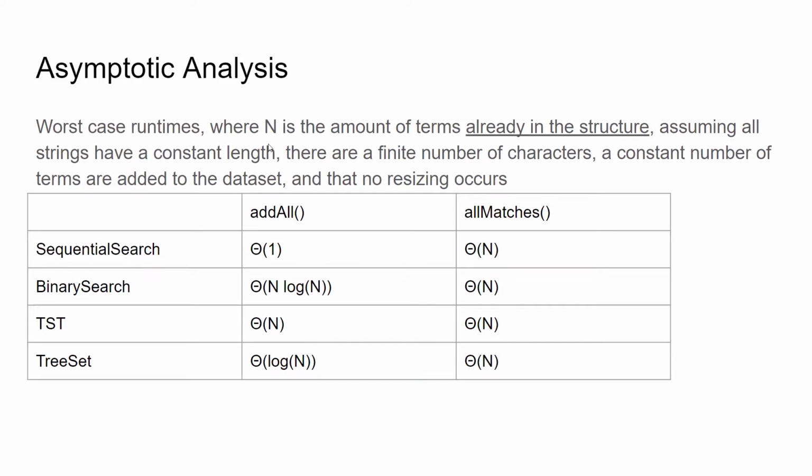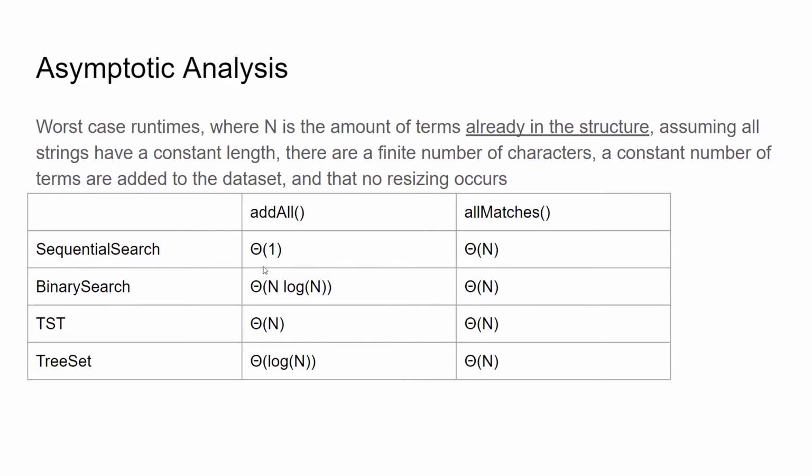Yeah, and we should be clear here that we are assuming that a constant number of terms is added to the data set. So since the sequential search would be theta with respect to how many terms we're adding, and since how many terms we're adding is constant, because of this assumption, that's how we got theta of 1.